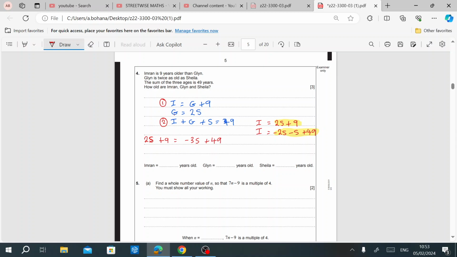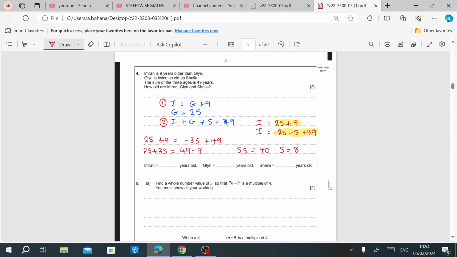So now I'm going to simplify this, get the S's together. So 2S plus 3S is 49 minus 9. That leaves me 5S is equal to 40. So S must be equal to 8. So now we can work everything out.